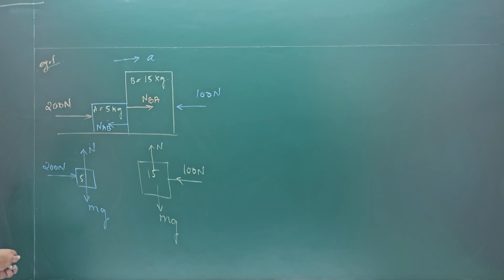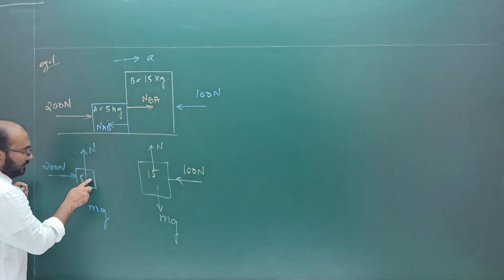That means on this 5 kg body, one normal is acting in this direction, that is NAB. And on this body, one more force is acting in the opposite direction, that is NBA. Now tell me, 200 Newton and NAB both will be equal or having different values?